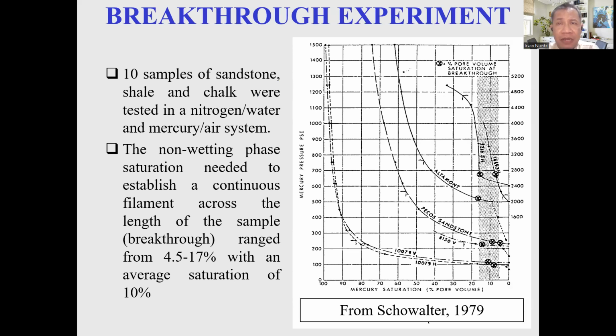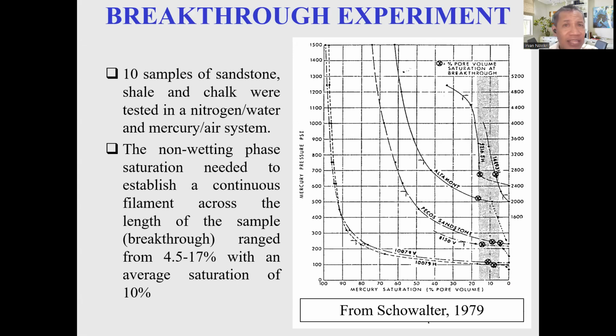In the breakthrough experiment, the case involved testing 10 samples of sandstone, shale, and chalk using a water and mercury-air system. The experiment aimed to determine the minimum saturation level of the non-wetting phase required to establish a continuous filament across the samples, known as breakthrough. The results show the breakthrough saturation ranges from 4.5% to 70%, with an average saturation of around 10%.